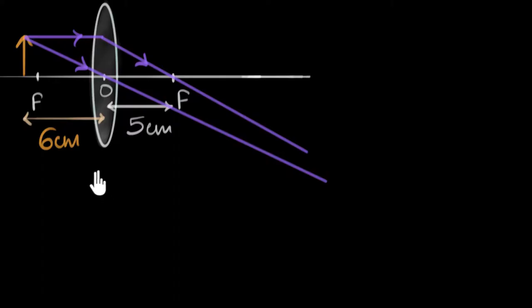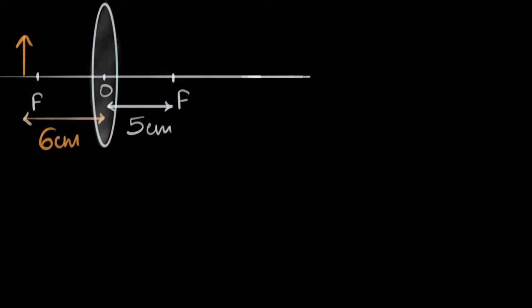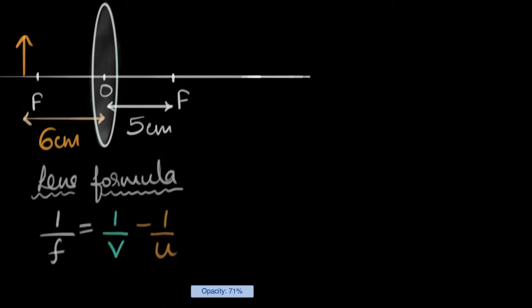So the question is, if object distance and focal length is given to me, how do I figure out the image location without having to draw anything? And that's what we're going to find out in this video. So to locate our image without having to draw the ray diagrams, you may guess that we might have to use a formula. And that formula is called the lens formula. And it looks somewhat like this.